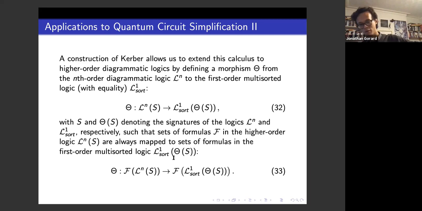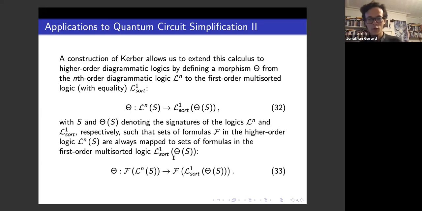So all of the rewriting methodology that we've developed so far can also be applied to rewrite ZX diagrams in an automated way. The only slight complication is that ZX calculus is actually a higher order diagrammatic logic. It's not a first order diagrammatic logic because it has rule schemas like the fusion rules or the bialgebra rules that are really infinite collections of first order rules.